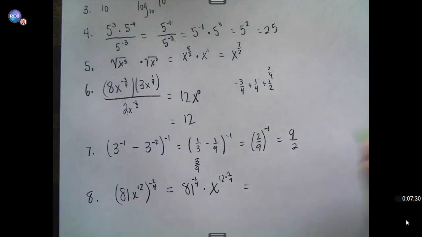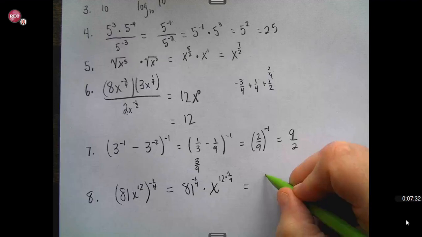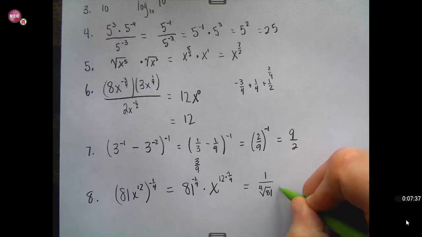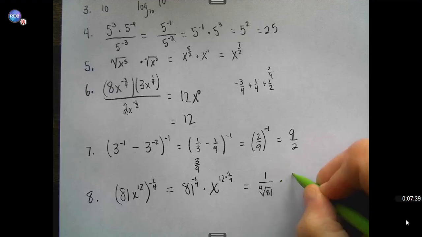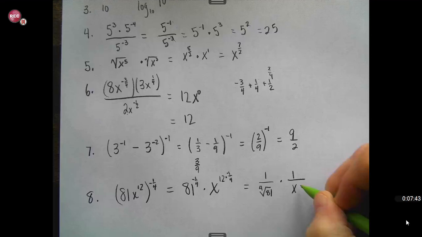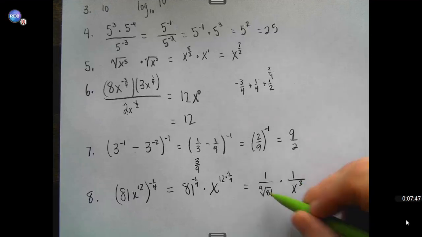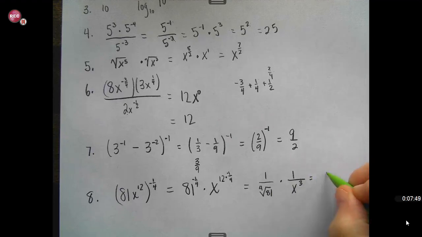81 to the -1/4 is 1 over the 4th root of 81. And then that's going to be 1 over x to the 3rd. And the 4th root of 81 is 3. So my answer is 1 over 3x to the 3rd.